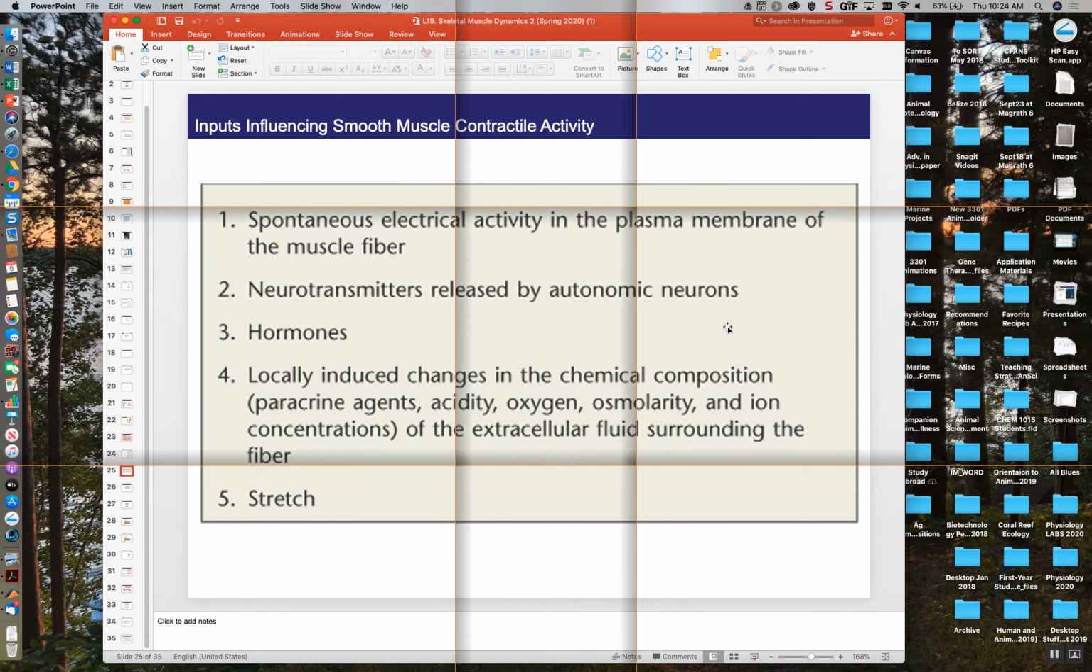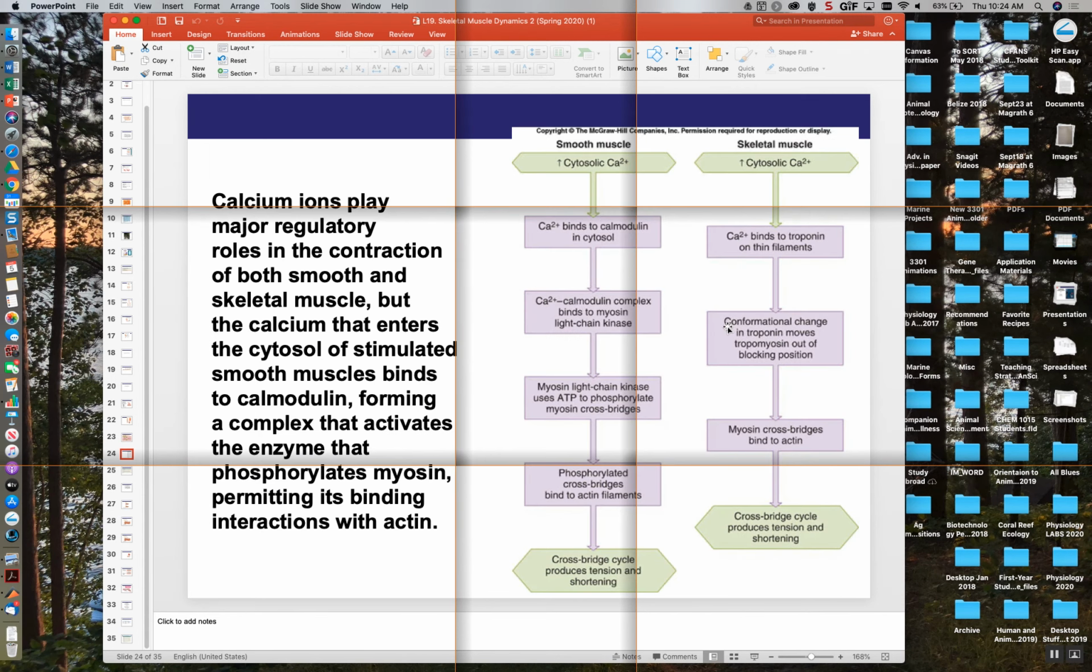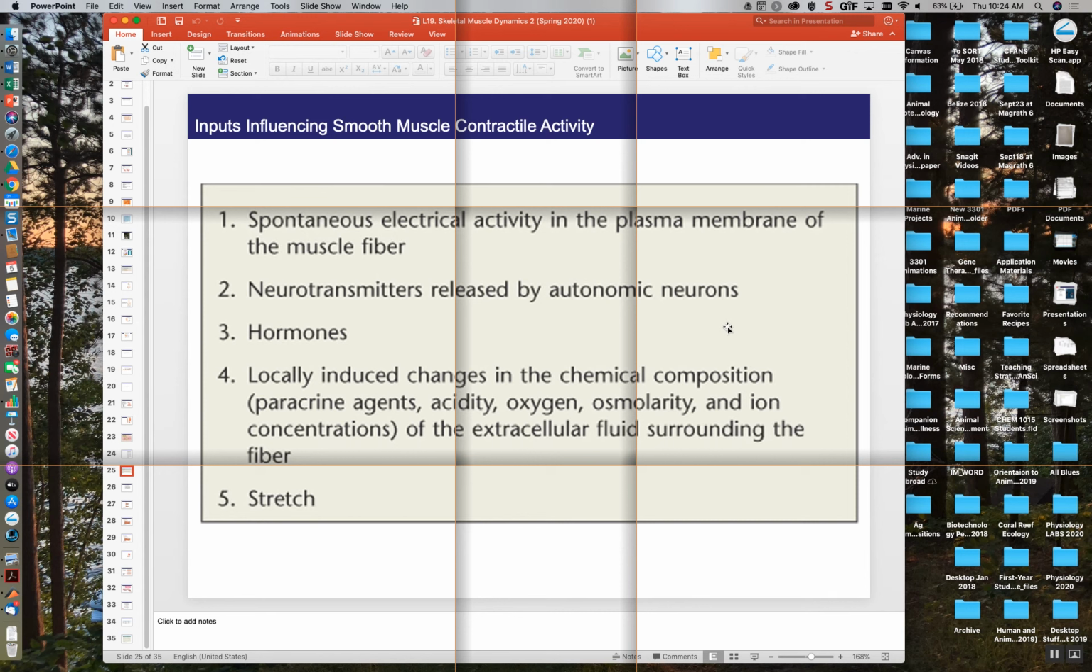That previous slide was really comparing the differences between smooth muscle and skeletal muscle. Here are some of the inputs that influence smooth muscle contractile activity. Smooth muscle can have spontaneous rhythmic contractions. That's what happens in the small intestines, when you're talking about motility in the gut and moving a bolus of food down the line.